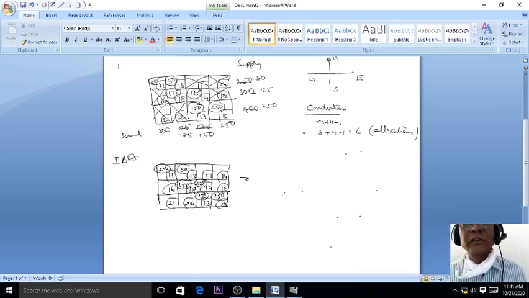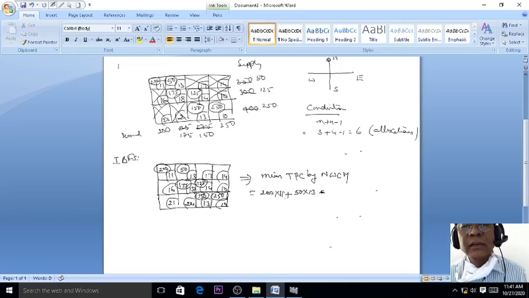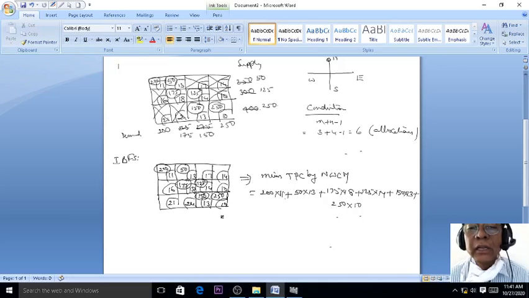Therefore, the final solution. After IBFS, the minimum transportation cost by NWCM is equal to 200 into 11 plus 50 into 13 plus 175 into 18 plus 125 into 14 plus 150 into 13 plus 250 into 10. Now what is the final solution here? 200 into 11. Please use your calculator.